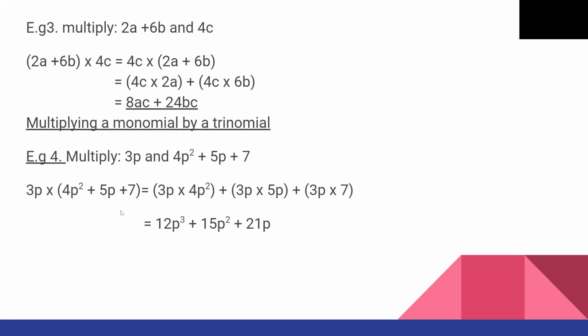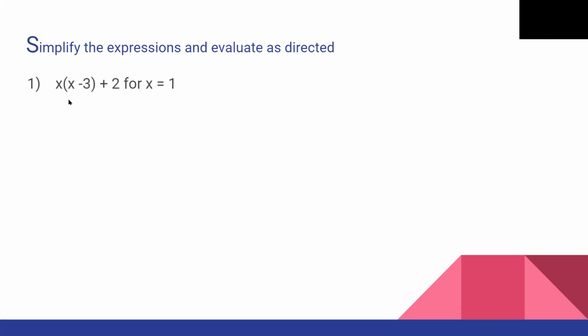Now there are some more types of questions which are explained in your textbook. I am explaining here. See, simplify the expressions and evaluate as directed. So see the example, x into x minus 3 plus 2, we have to evaluate for x equal to 1. So first of all, we have to simplify the given expression, and after simplification we have to substitute the value which is given. So how will you start? First, what is the expression? x into x minus 3 plus 2.